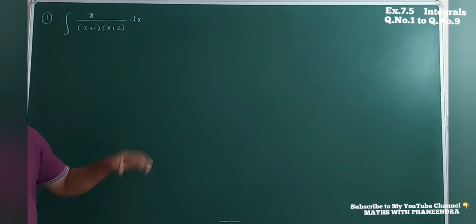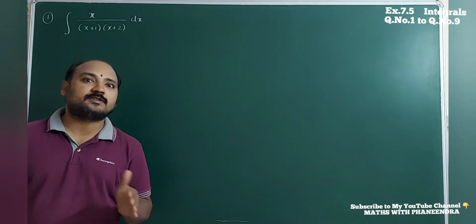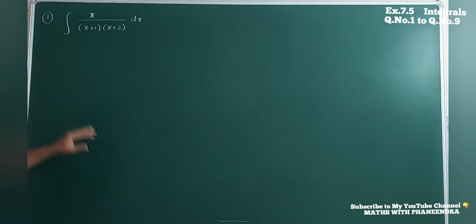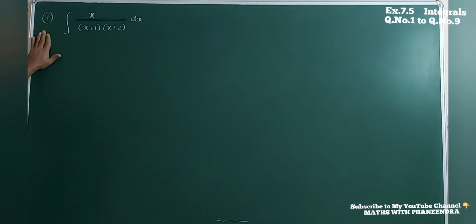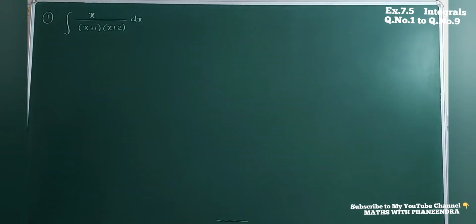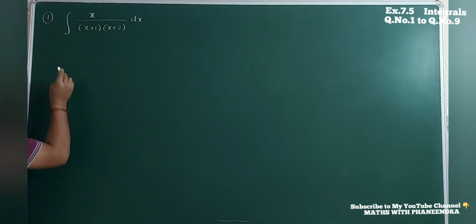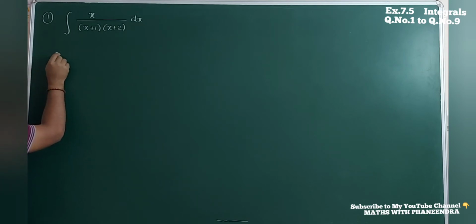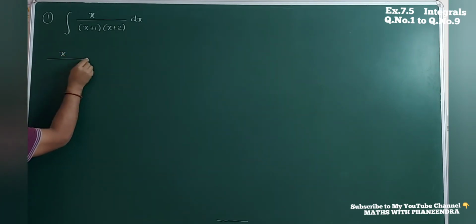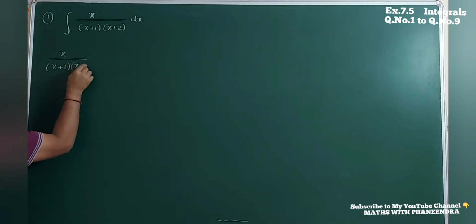Let us have a discussion. The first question in exercise 7.5 in integral, CBSE 12th class. As per the procedure of partial fractions, the question is based on partial fractions. First, you have to write the given function by using partial fractions: x by x plus 1 into x plus 2.